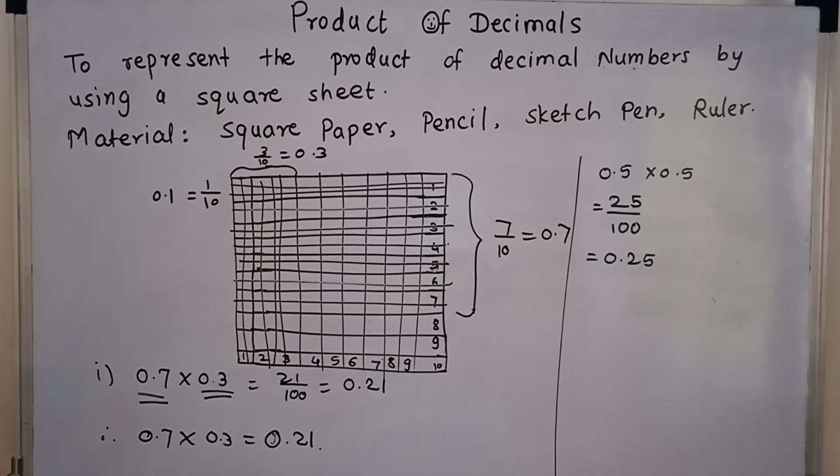So these are the total shaded area out of 100 squares, and therefore our answer will be 25 divided by 100, and therefore 25 divided by 100 gives us 0.25.